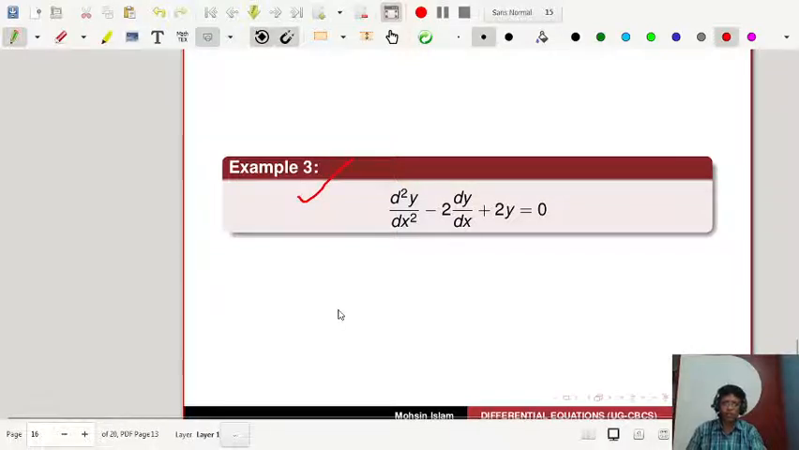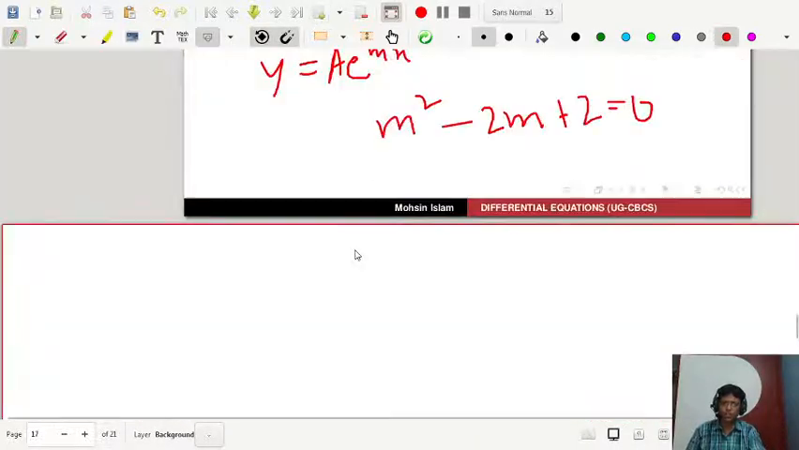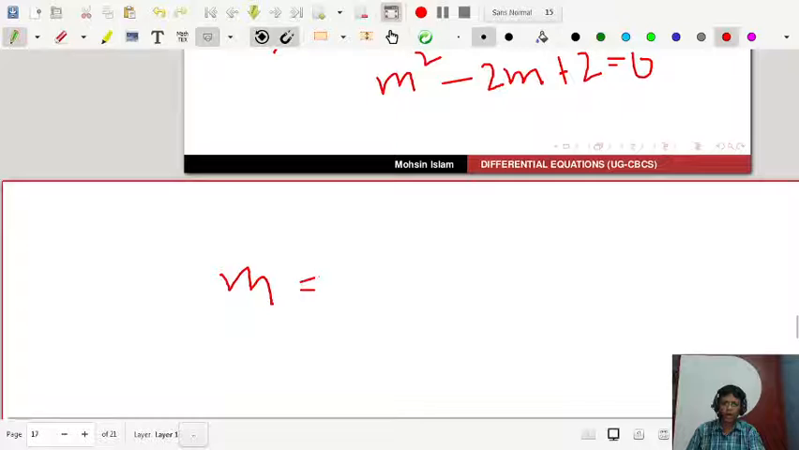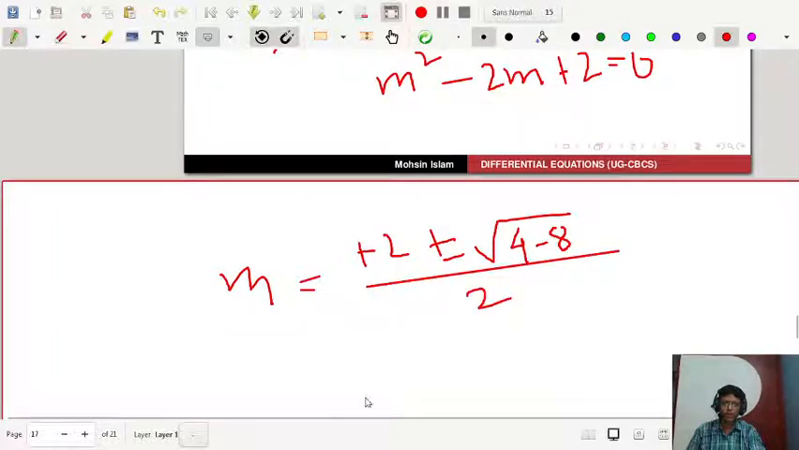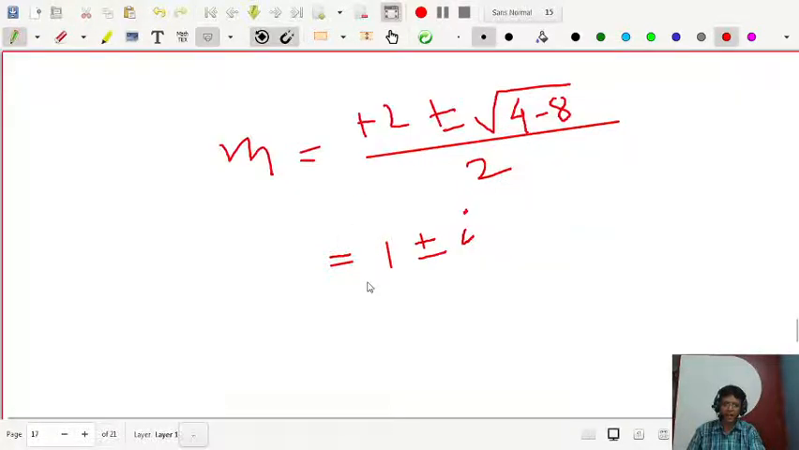Again y equal to a e to the power mx be the trial solution, and your auxiliary equation is m square minus 2m plus 2 equal to 0. Let's search for the solution. So you have a complex case: minus b plus minus root of b square minus 4ac, that is 4 minus 8, over 2a. So you have 1 plus minus i, right? i is the iota, root over minus 1. So you have complex or imaginary roots.